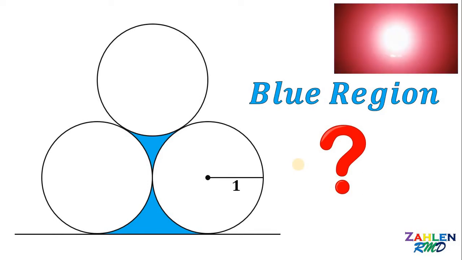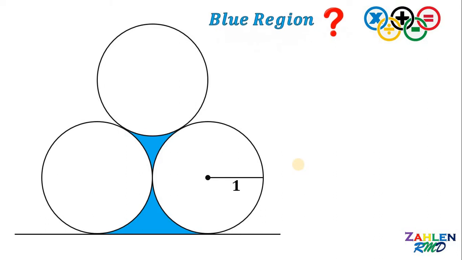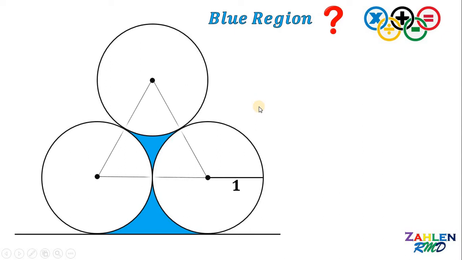Time's up. Now, let's answer this question together. Our goal here is to solve for the area of the blue shaded region. First thing to do is to locate the centers of these two remaining circles. And next thing to do is to connect them, of course.